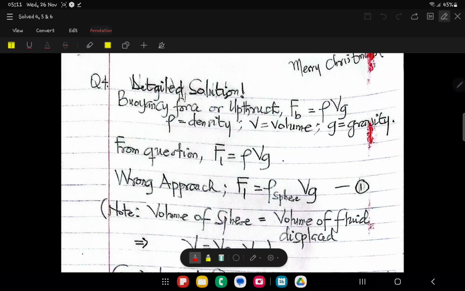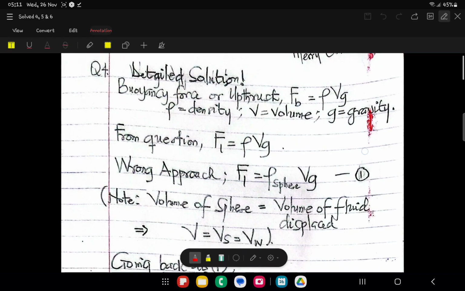First and foremost, let's define what buoyancy force is. Buoyancy force, mind you, is the same as upthrust. And upthrust is a force that acts on objects immersed in fluids and tries to push those objects up. Now the formula for buoyancy force or upthrust is density times volume times gravity. The symbol you are seeing there is called rho, R-H-O, and it is the symbol for density. So from the question, we can write that our buoyancy force or upthrust is given as density times volume times gravity.